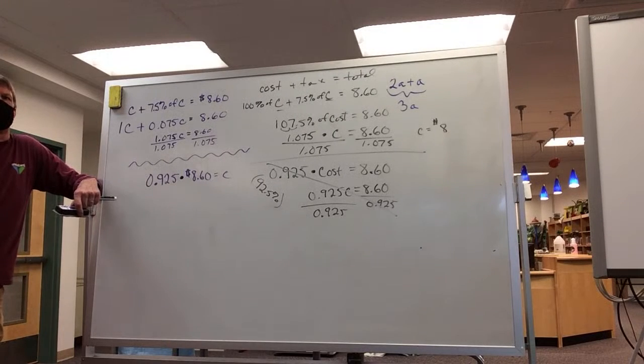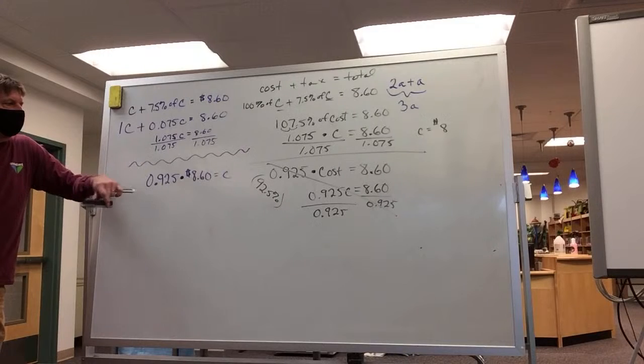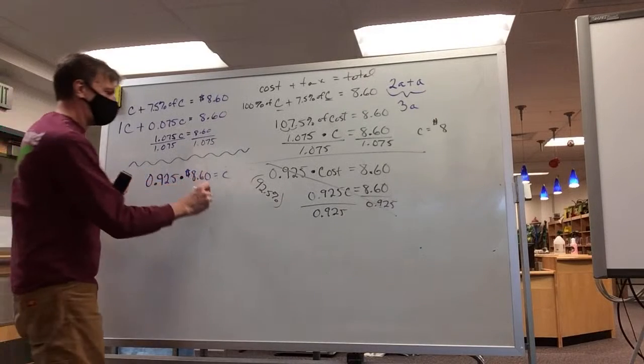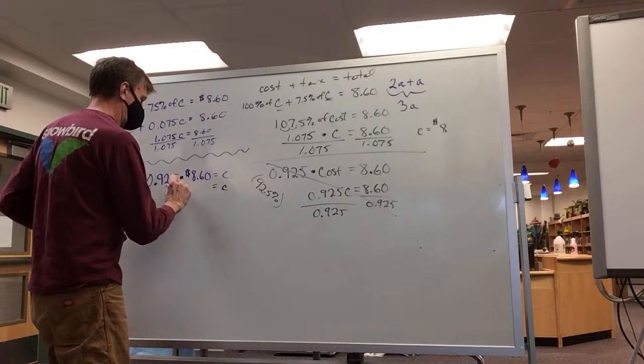Tell me, Rylan, can you do it? Does that come out the same or not? You've got your calculator. I thought you were punching it out. 0.925 times 8.60. No, it doesn't, does it? It's off by a little bit. How much do you get? 7.955.